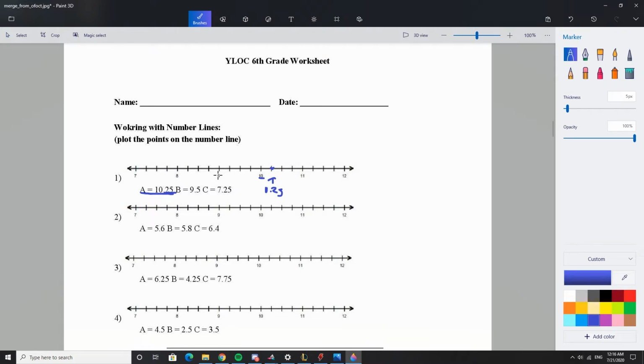And for the second one, you have 9.5. So you again look at 9, and you go to 0.5. So this is 0.25, 0.5, 0.75. So you want to go here.